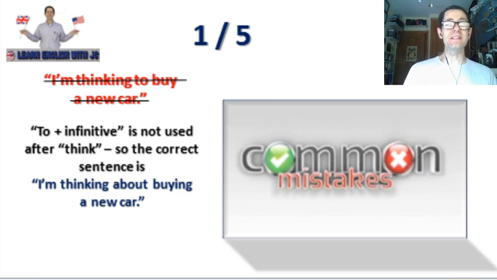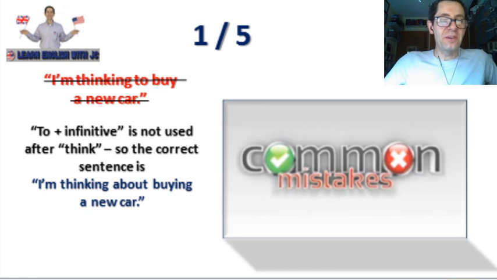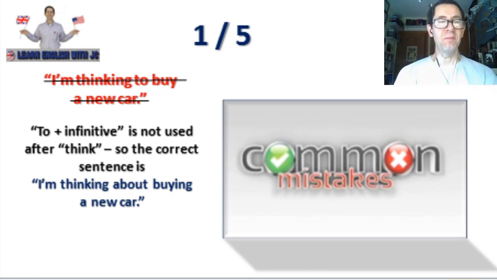All right, so to plus infinitive is not used after think. All right, so the correct sentence is, the winner is, I'm thinking about buying a new car, which again is not true. I'm not gonna buy a new car, so this one is not based on my life. All right, so I'm thinking about buying a new car is the correct sentence.